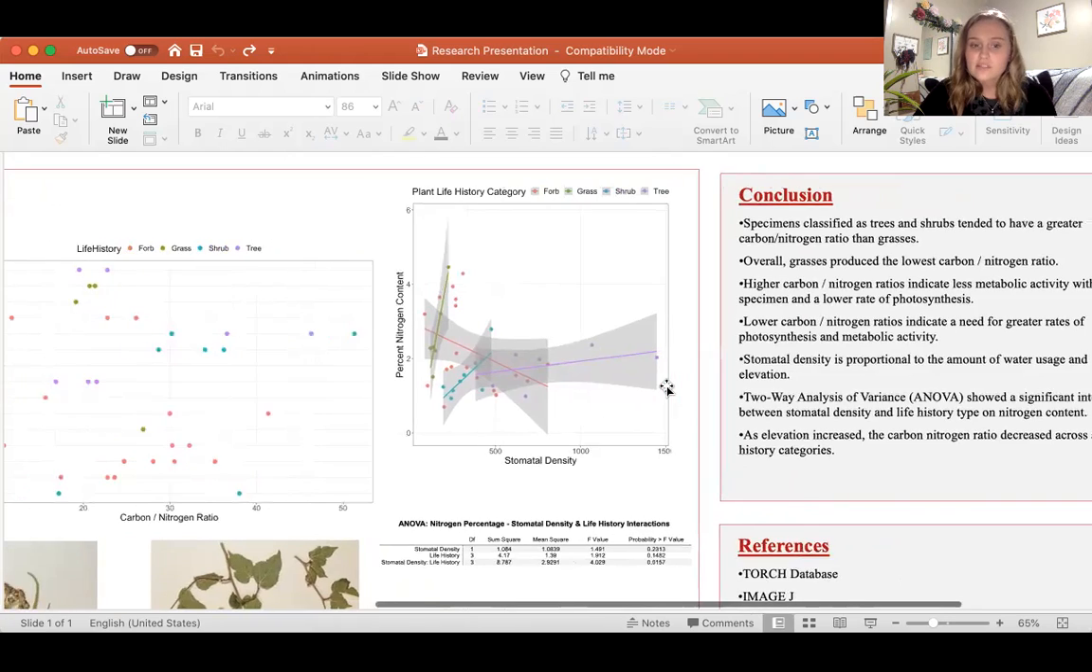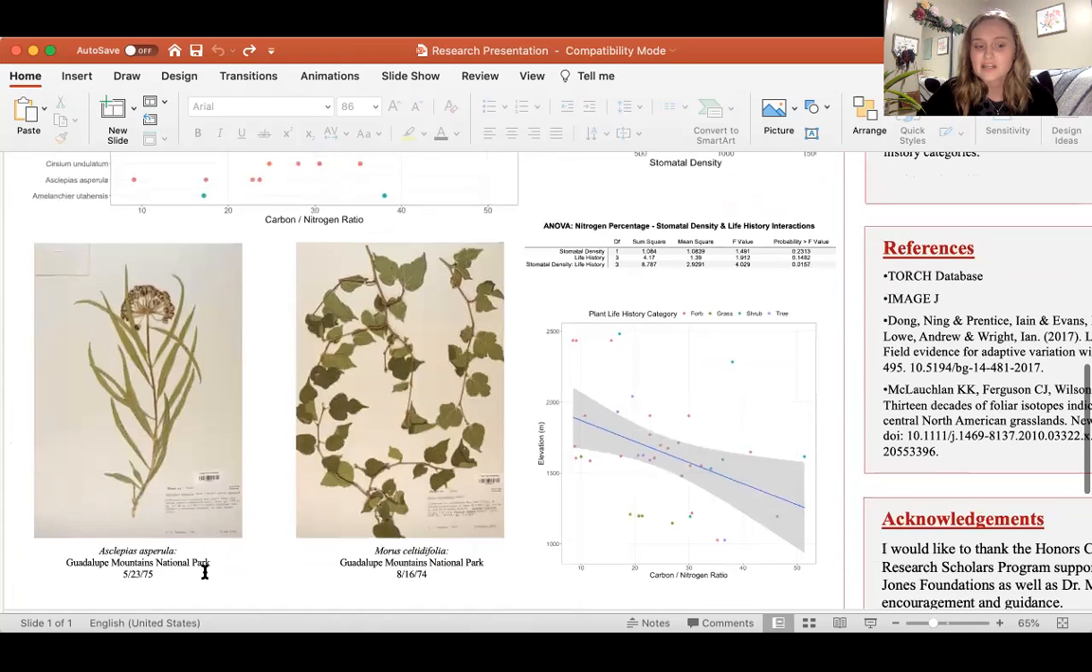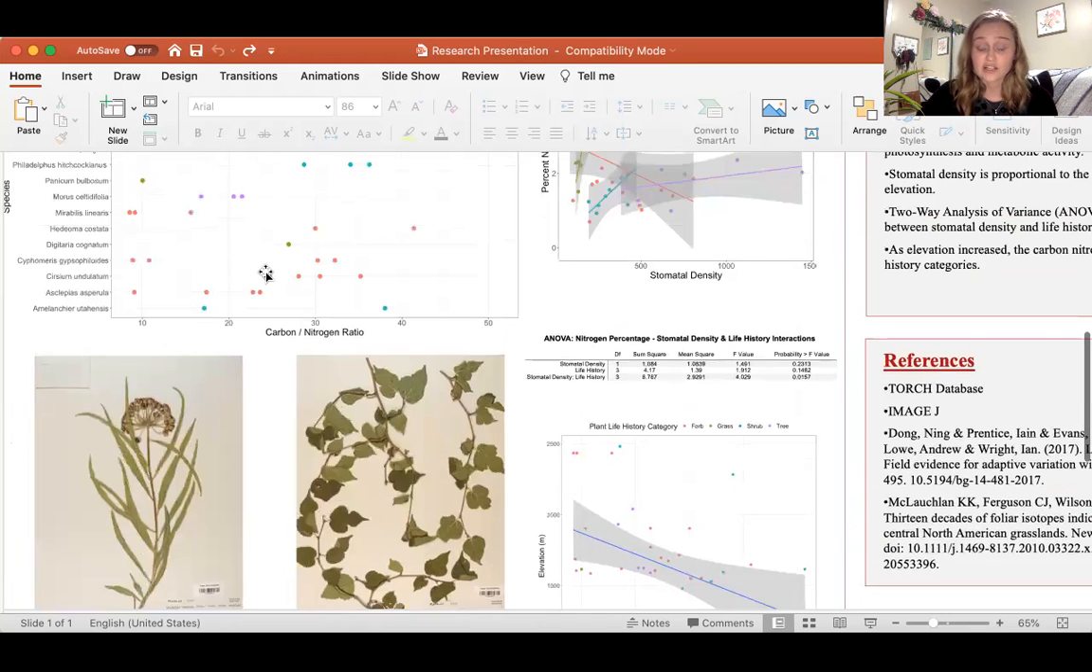And our forbs, as we have outlined in these pictures right here, this Asclepias asperula is a forb, and it is going to be a lot smaller than a tree. It is not going to have as great a root system. So that means that it is going to have a greater metabolic activity, and that is demonstrated within this graph right here.